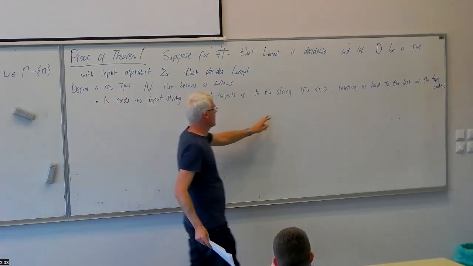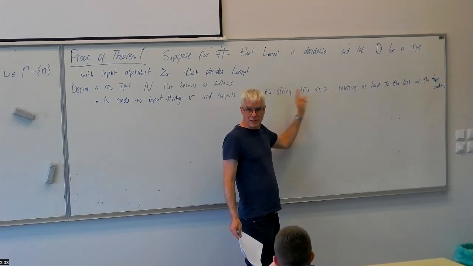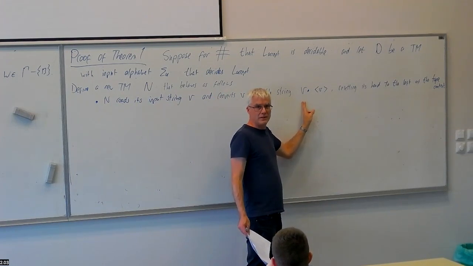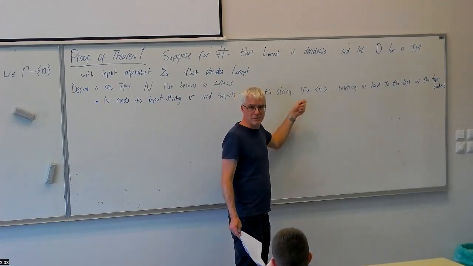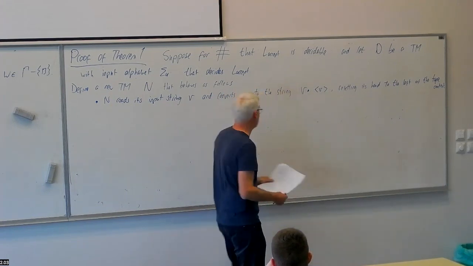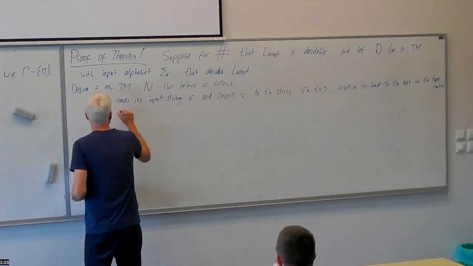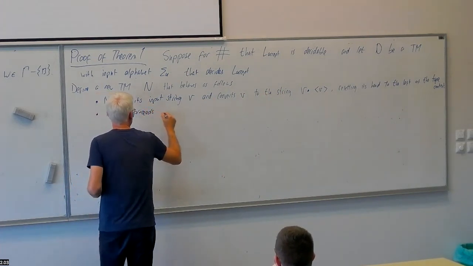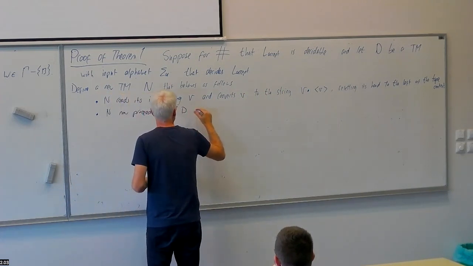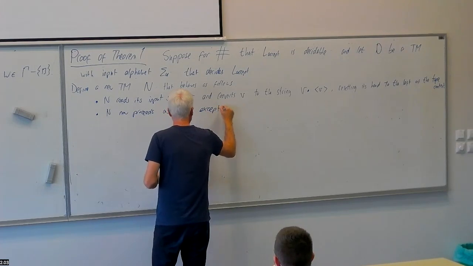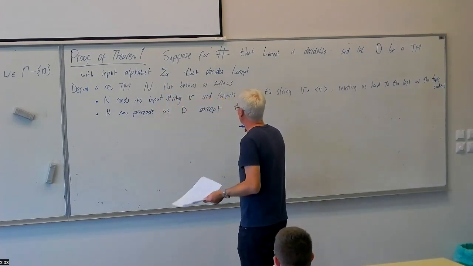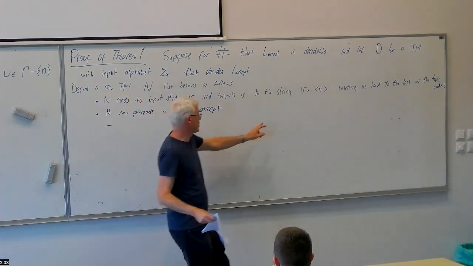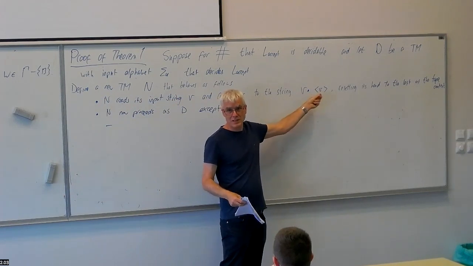So once we've done this, we've now got something new on the tape. We started off with V, we now have this on the tape. We've reset our head to the left-hand side of this. The Turing machine N now proceeds as the machine D, our assumed machine D. So it carries on computing from this as machine D.